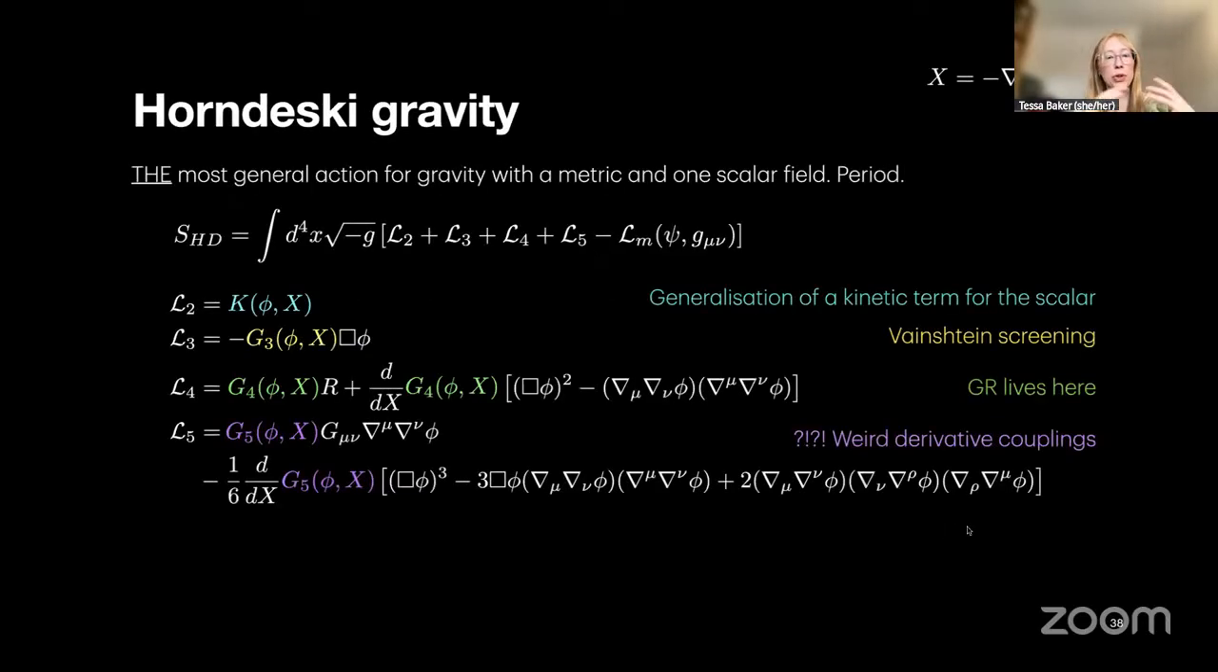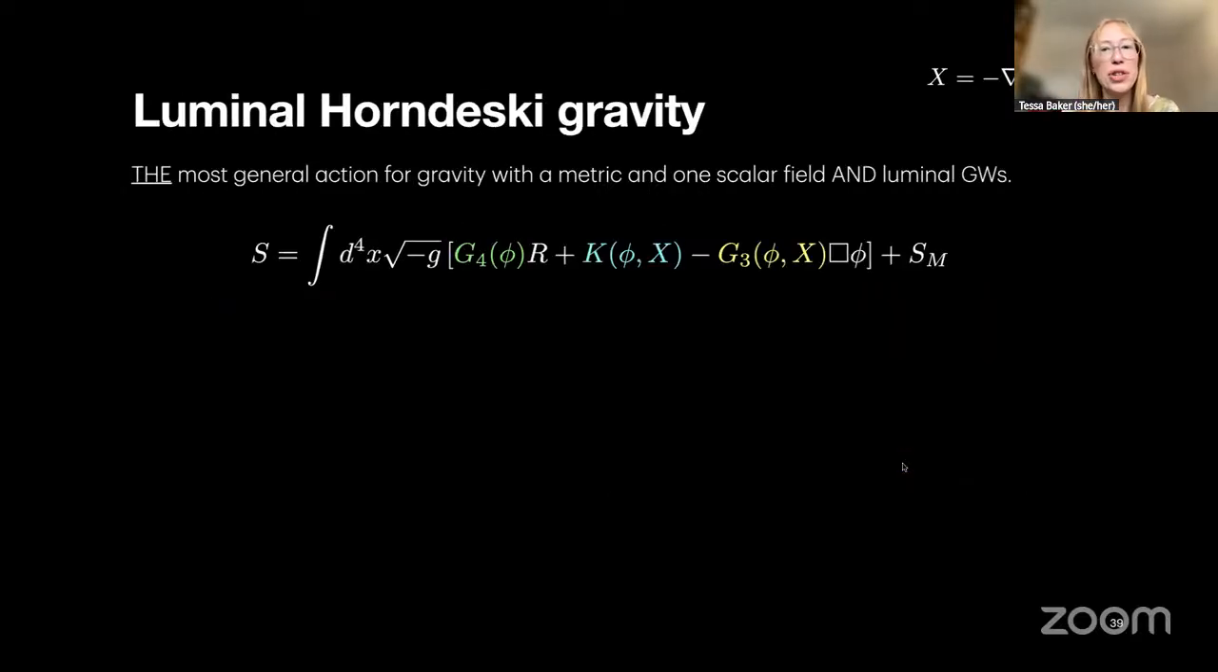So this was the full Horndeski Lagrangian we had to start with. And now, after having demanded that gravitational waves travel at the speed of light, this is the reduced version we're left with. Sometimes gets called luminal Horndeski gravity because it is the subsector of Horndeski gravity in which gravitational waves travel at the speed of light. Okay, and it's still parameterized by three functions. K and G3 are still functions of a scalar field and its kinetic term. This object G4, the conformal coupling, is only a function of the scalar field. It can't have a dependence on X.